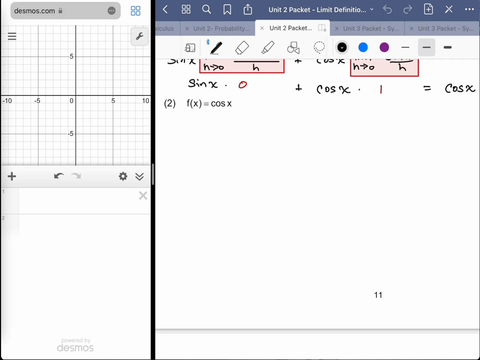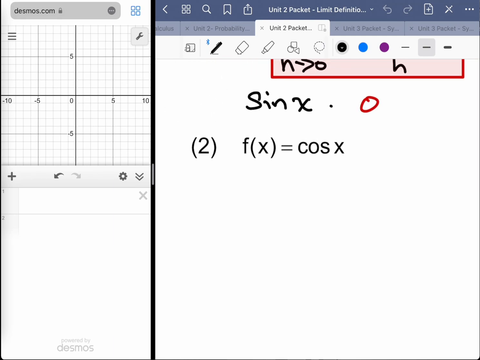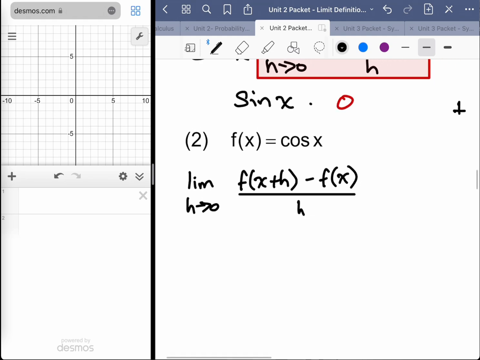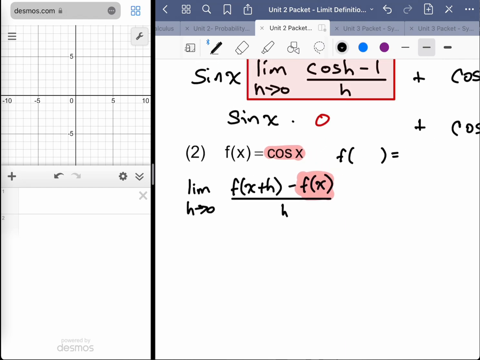Looking at number 2, limit definition. Limit as h approaches 0, again, of f of x plus h minus f of x all over h. All right, so we need the f of x plus h, which is what we would get if we replaced the x in the original function with an x plus h.